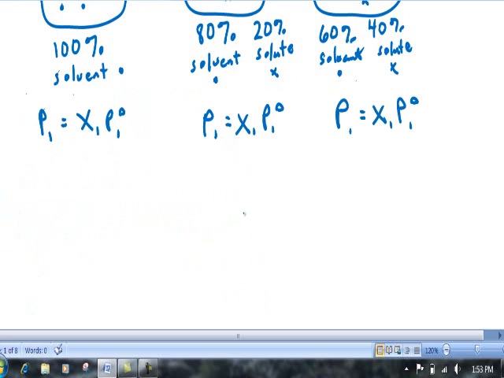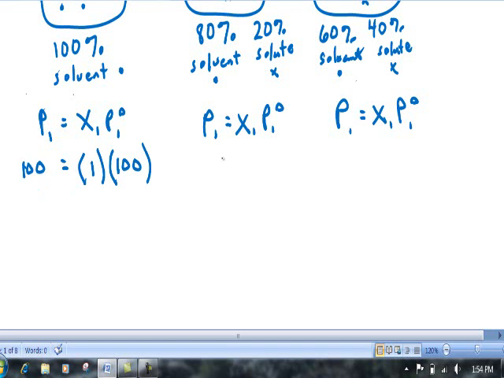If we have 100% solvent, our mole fraction of solvent would be 1, representing 100%. The vapor pressure of the pure solvent we had as 100 millimeters mercury, so the vapor pressure over this particular scenario would also be 100.